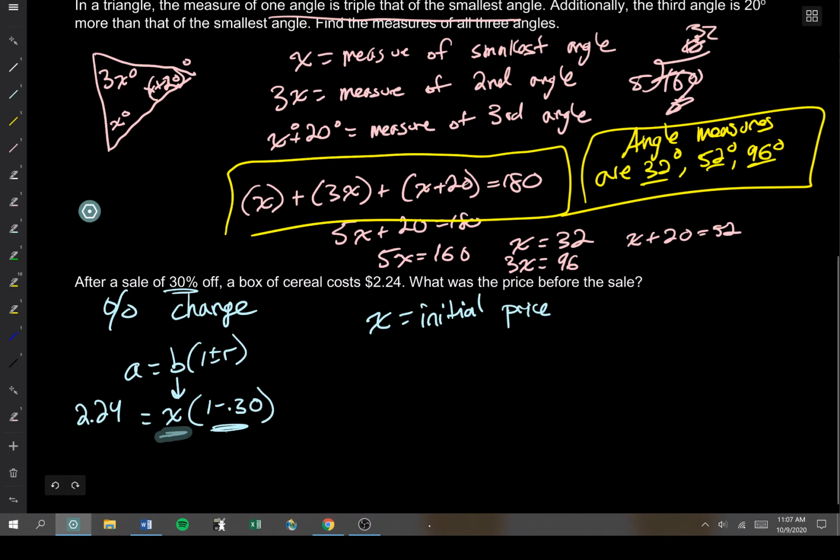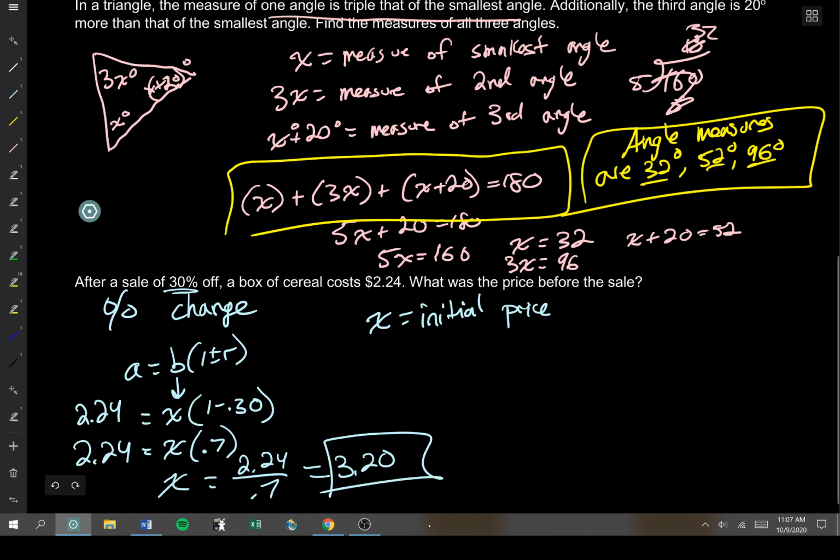You can again think of that as, if I take away 30%, that means I'm really leaving 70%. 1 minus 0.3 is 0.7. So divide both sides by 0.7. x equals 2.24 divided by 0.7. That's 3.20. The box initially cost $3.20.